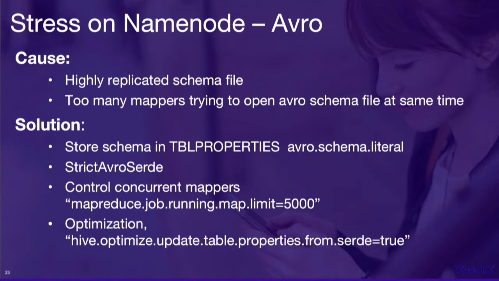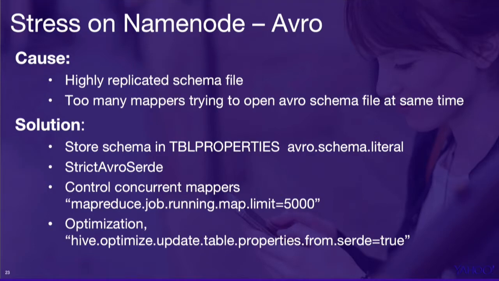That's what we learned. So the option here was that we could change the replication factor to some smaller value. But the main issue still was that there were too many mappers trying to open Avro schema files at the same time. So something had to be done about that particular issue.